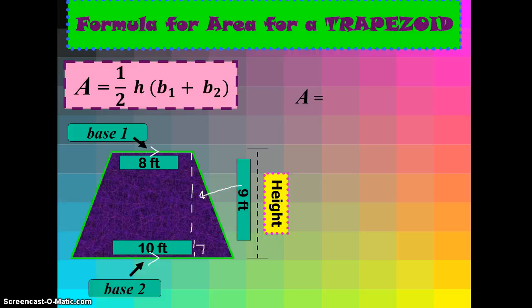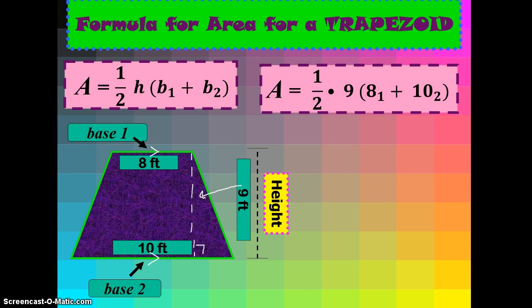Find the picture of the trapezoid. Use that formula for area. Plug the values into your formula. So our first base, we just called it the first one because my eyes landed there first. The measure of that is 8.